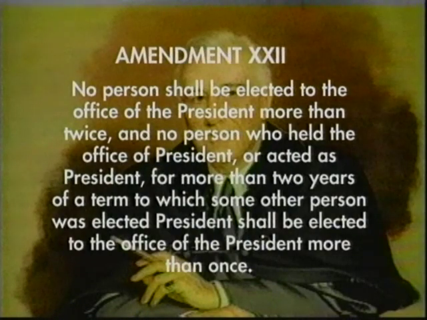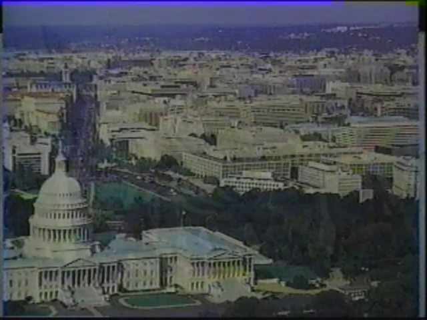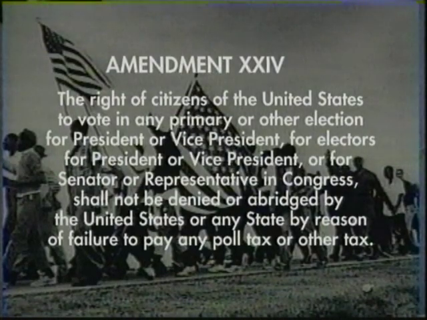The 22nd Amendment limited the president to 2 terms in office, not exceeding a total of 10 years. The 23rd Amendment gave the residents of Washington, D.C., our nation's capital, the right to vote for president and vice president. The 24th Amendment abolished the use of a poll tax as a requirement for voting in federal elections.